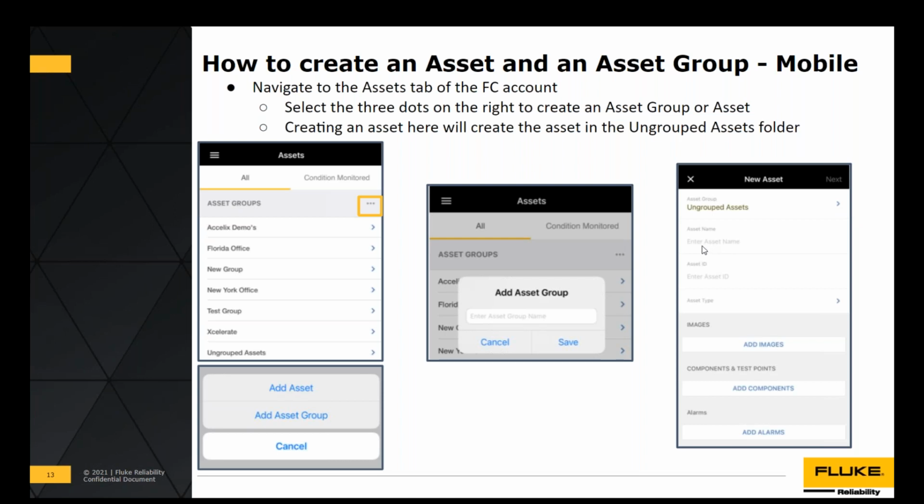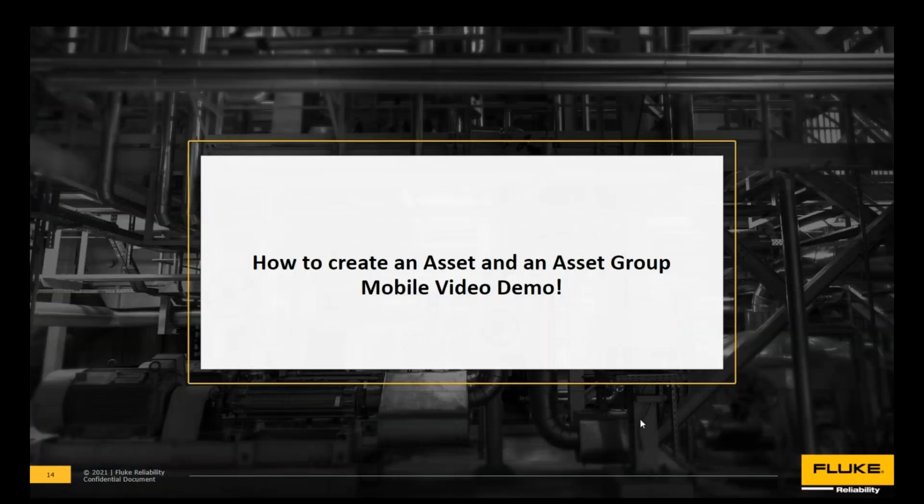You can enter in the asset name, the asset ID, select the asset type, add images, the components and test points, and alarms right from this Create New Record screen. Now let's go to the video demo.